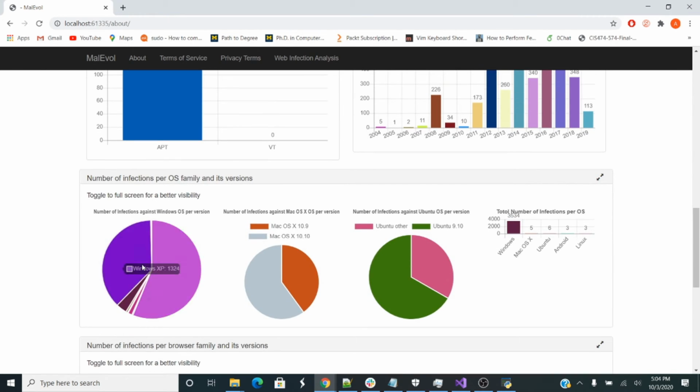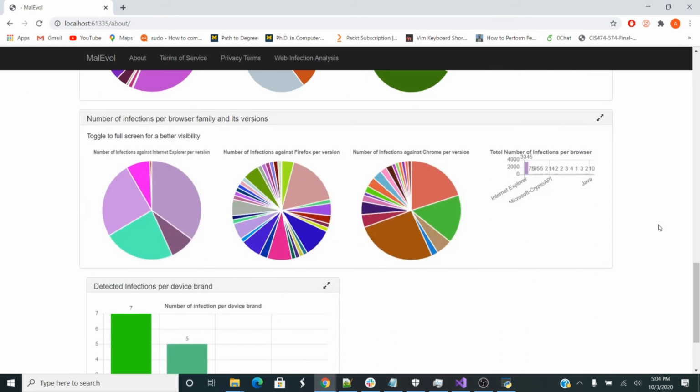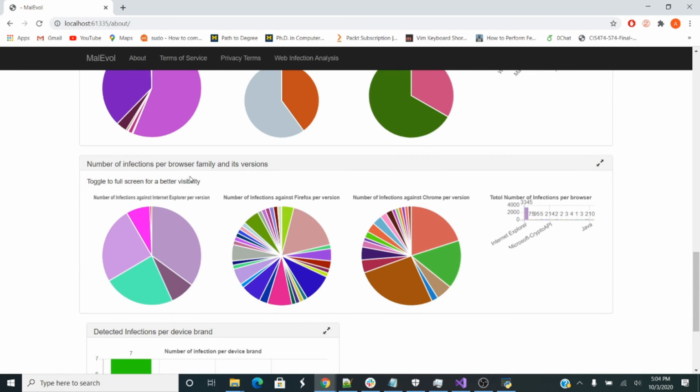We also provide results that compare versions of each operating system in terms of number of infections. So these are the results of Windows versions, macOS versions, and also Ubuntu. And here we provide results between different operating system families. So obviously Windows is the most infected one, or the operating system that is involved with the highest number of infections. Same results are provided for browsers.